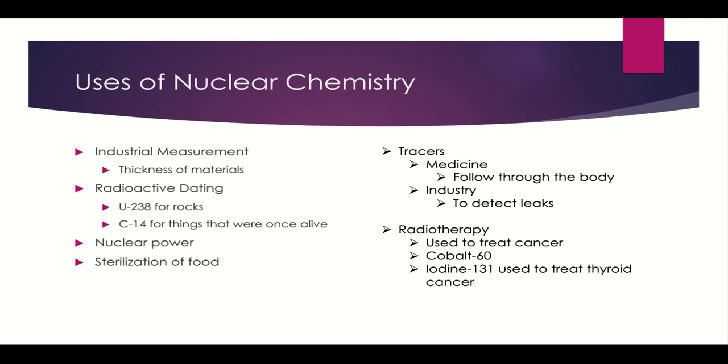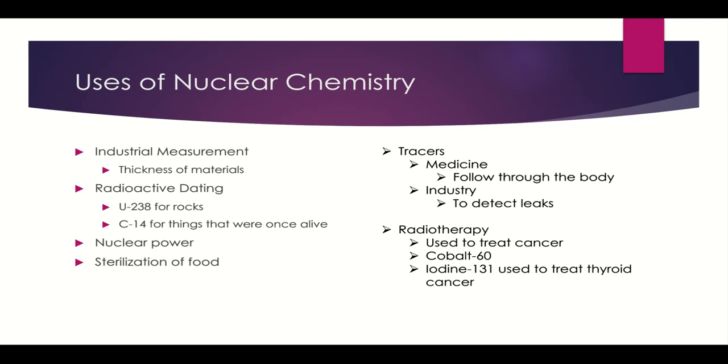Okay, some of the uses of nuclear chemistry. We use it in industrial measurement. For example, we can see how thick something is by seeing how many beta particles can pass through it, or alpha particles or whatever. So that's something that may come up.